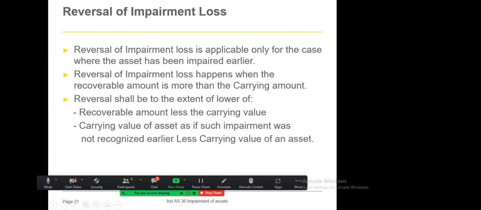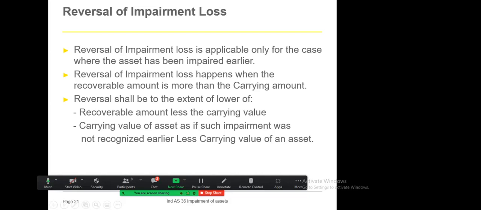Next one is reversal of impairment loss. Reversal of impairment loss is applicable only for the case where the asset has been impaired earlier. So now we say that earlier the impairment has happened, but now due to some situations, we started using the same asset and now we see that the recoverable amount is even higher than the carrying amount. So if recoverable amount is higher than the carrying amount, then we do not need to impair the asset. So what we need to do is reverse the impairment loss.